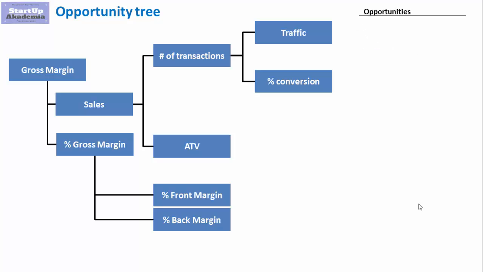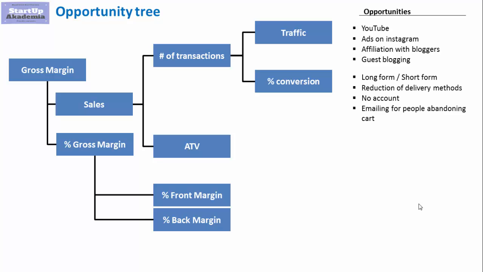Once we've got the main KPIs, we can now start listing all the opportunities. First of all, for traffic, we can do, for example, YouTube content and then see how it converts in terms of traffic. We can run ads on Instagram, affiliation with bloggers, or guest blogging. In terms of conversion, we can test long form versus short form. Usually there are differences. We can reduce the number of delivery methods. Maybe there are too many and people just get lost.